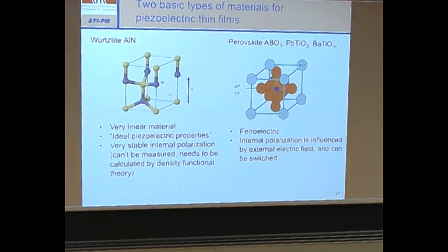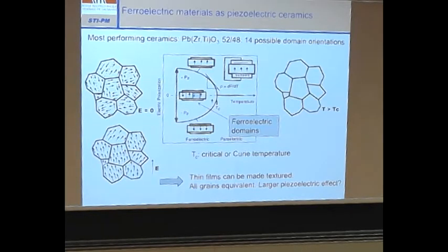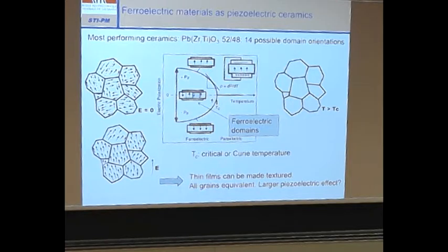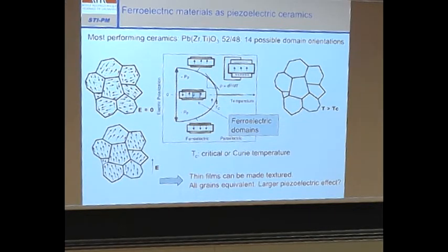So we always have the Wurtzite AlN as, let's say, the hard material, and then the perovskite family is more soft, ferroelectric, with internal polarization. Ferroelectrics usually have a phase transition at some point. So when you cool down from high temperature, you have somewhere a phase transition coming to the ferroelectric phase. Above it's paraelectric, it's not piezoelectric, and below it's piezoelectric. You have many domain issues.